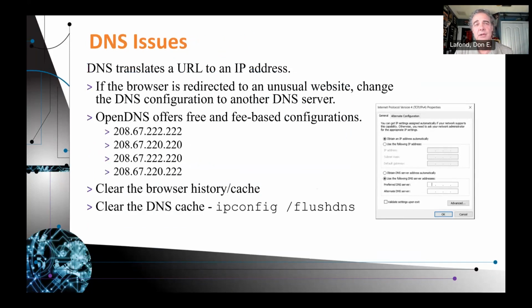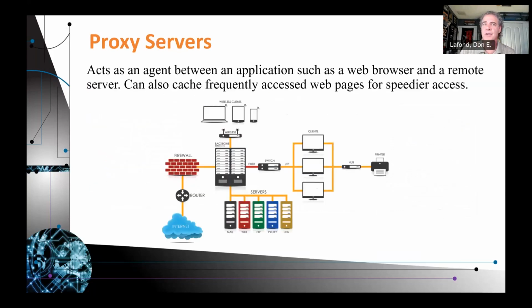OpenDNS is relatively new. It's free, and you can set your DNS server to this OpenDNS, which is actively monitored. So you're not getting hacked if you use one of these DNS servers. You can do this at your home. Clear the browser history cache, clear the DNS cache using ipconfig /flushdns. Restart your computer, restart the router, and you're up and running.